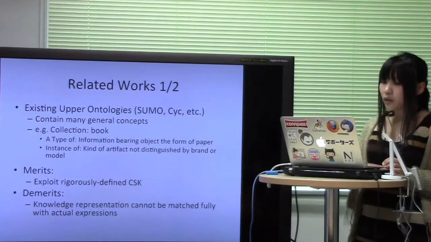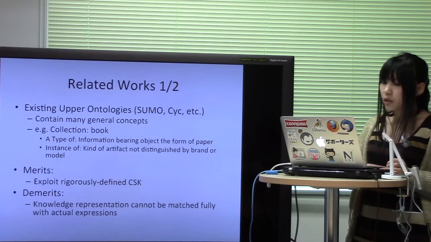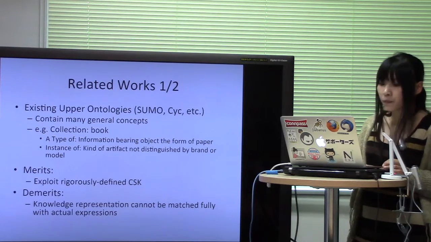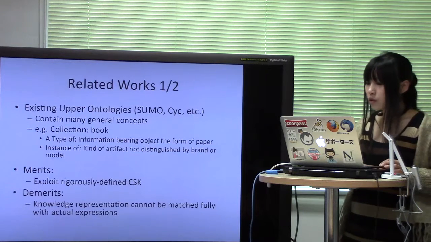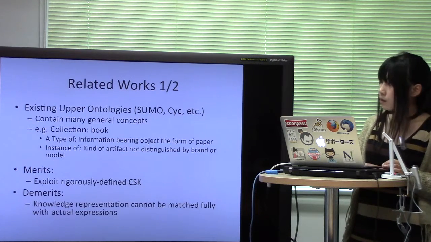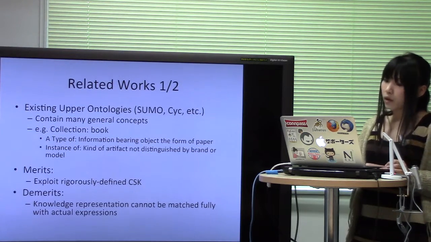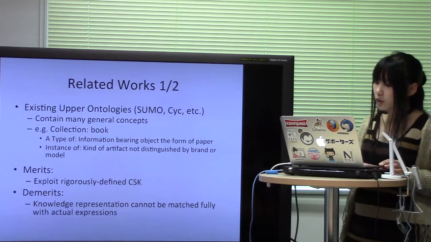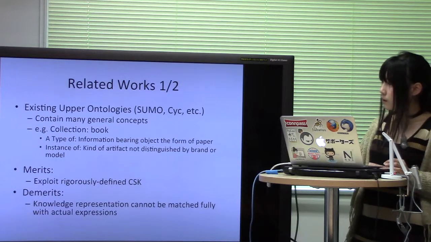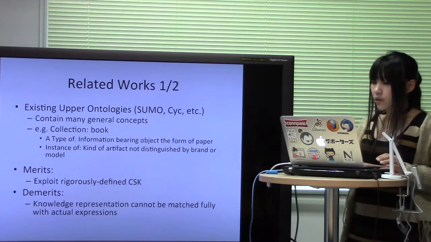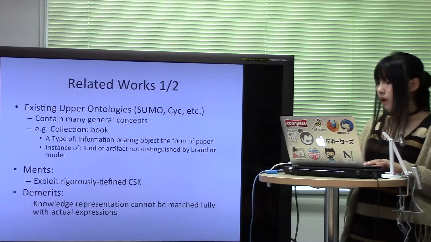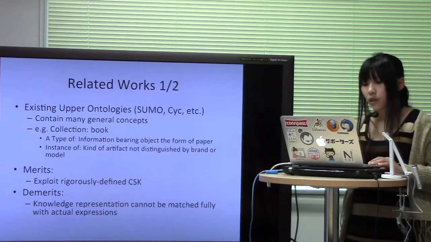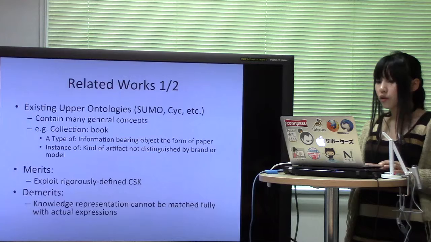In the artificial intelligence field, the common sense knowledge base is also called an upper ontology. The upper ontology is an ontology which contains many general concepts. For example, a collection of a book has a concept of a type of information-bearing object of the form of paper. SUMO and Cyc are instances of upper ontologies. Studies using upper ontologies can exploit rigorously defined common sense knowledge.